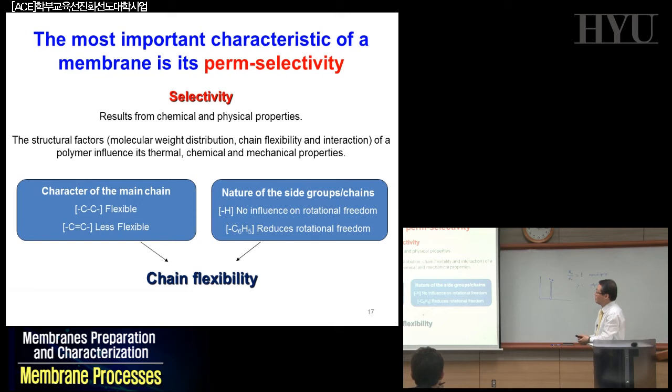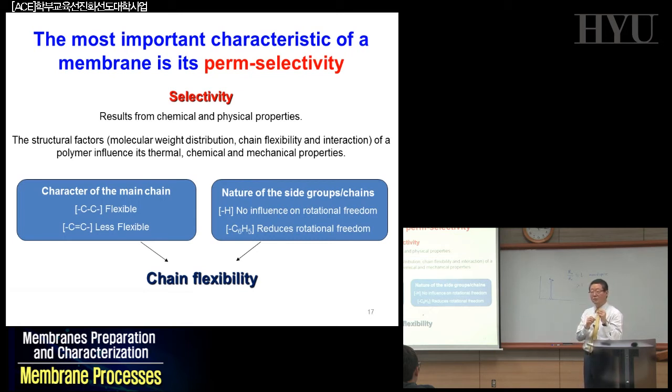Now we need to think about the selectivity and permeability. Selectivity. I told you in the first slide that a membrane should separate something. From a binary mixture, only one of the components will pass through, so that we can determine the selectivity of this membrane. If the selectivity is 0, then you do not have any selectivity, so it will not be passing.